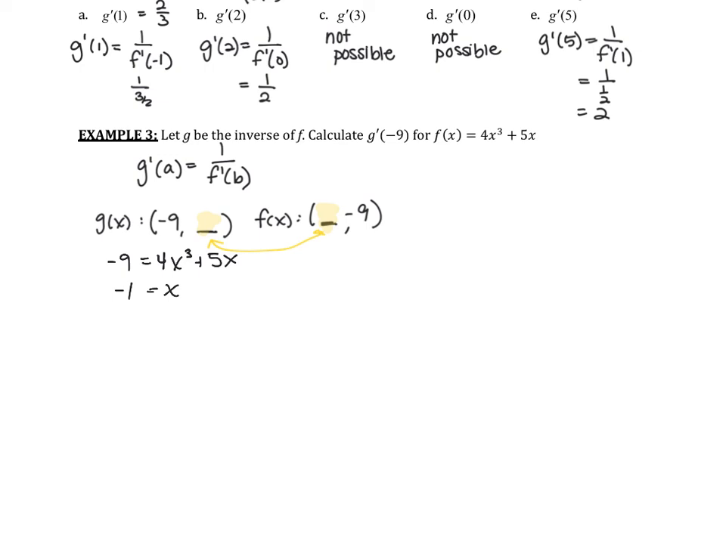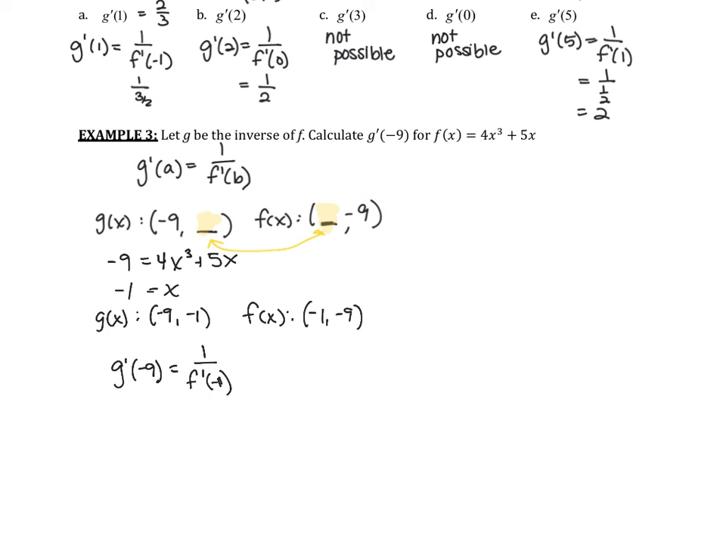So what that means is that g of x has the ordered pair -9, -1, whereas f of x has the ordered pair -1, -9. Now, when I go to find the derivative of the inverse, g prime of -9, what I'm going to get is 1 over f prime of -1. And f prime of -1, well, now I would actually need to do a little bit of math for that.